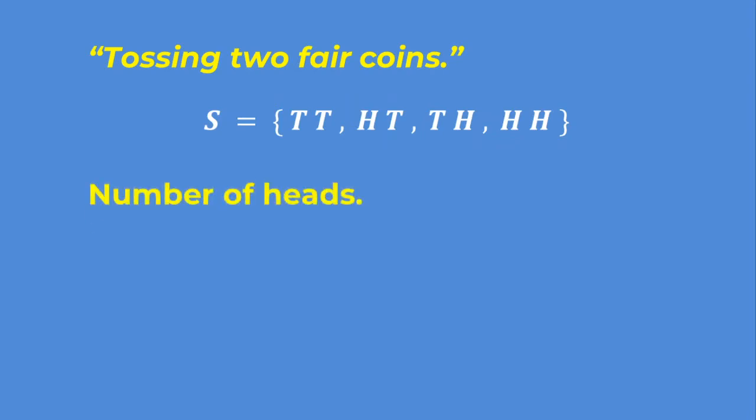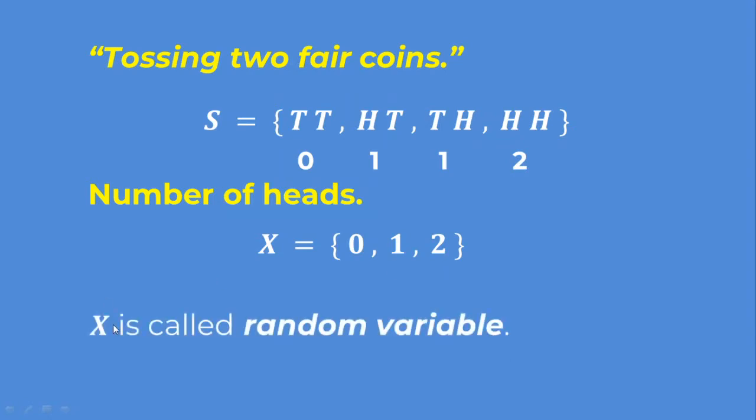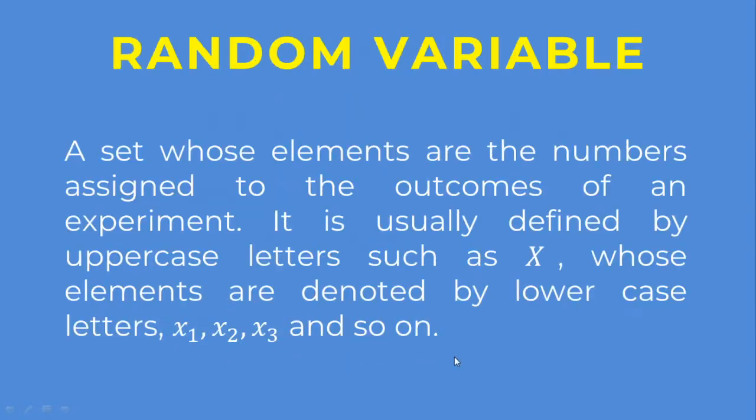So kung ang concern natin is number of heads, ang first outcome natin will have a value of 0 kasi wala siyang head. Next one is 1 kasi isa lang ang head. Ganun din sa pangatlo. At sa panghuli, ang magiging value natin is 2 kasi dalawang head. Now, uppercase X is equal to quantity 0, 1, 2. And this uppercase X is called random variable.